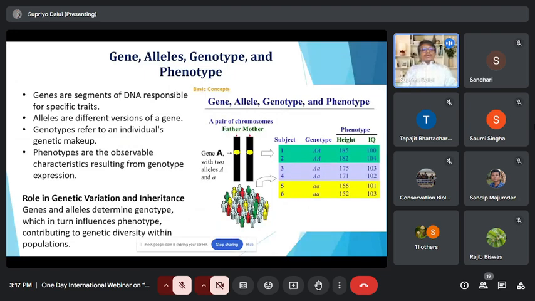Before going into the details of Hardy-Weinberg theory, just a basic recap of what is gene, allele, genotype, and phenotype. Genes are segments of DNA responsible for specific traits. If you consider these as a segment of DNA, you can see there is a particular gene in this location. We have a pair of DNA, so in both of the pair there will be one set of these alleles. What are alleles? Alleles are different versions of a gene. If this is a DNA fragment and this is a gene, the alleles can be the different versions of this gene.